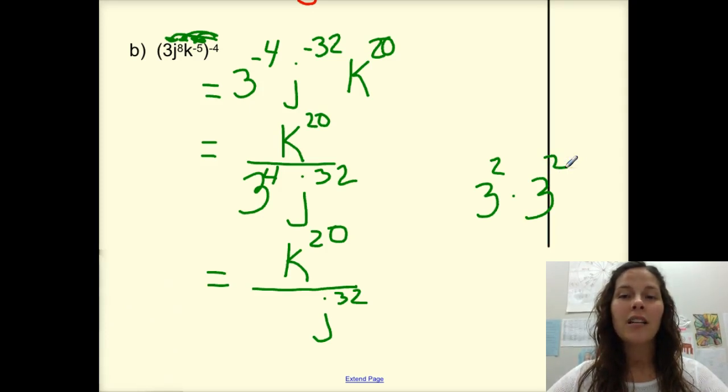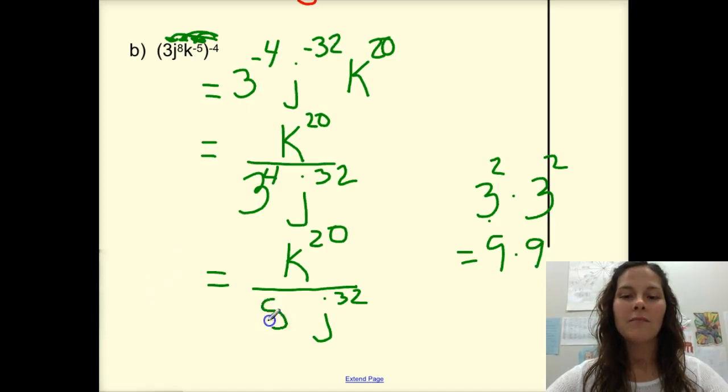3 squared times 3 squared is 3 to the 4th because you can add those powers together. So this would be 3 squared is 9. 9 times 9 is 81.